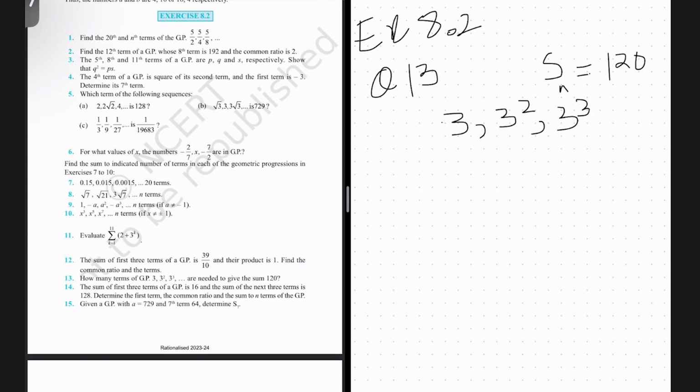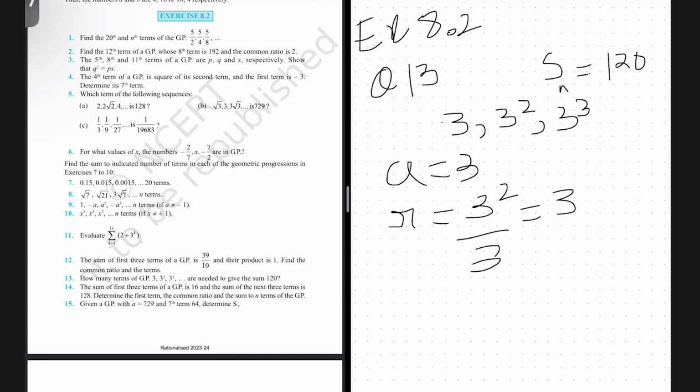So the first term is 3. The common ratio is 3 square divided by 3, and that is also going to give you 3. So the first term is 3, the common ratio is also 3, and Sn is given to us as 120. We need to find the value of n, or the number of terms needed for the sum to equal what has been given to us. So Sn is nothing but a into r raised to the power n minus 1, divided by r minus 1.